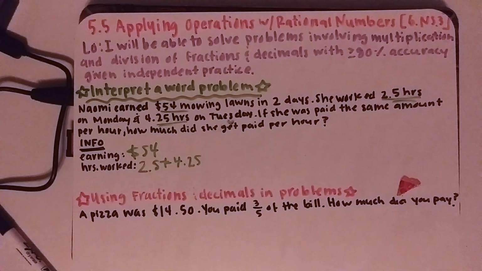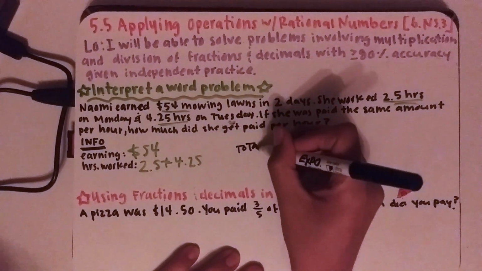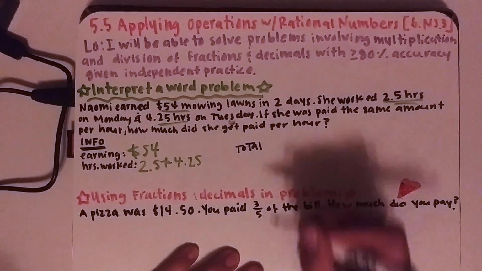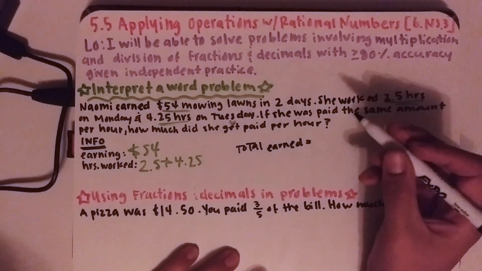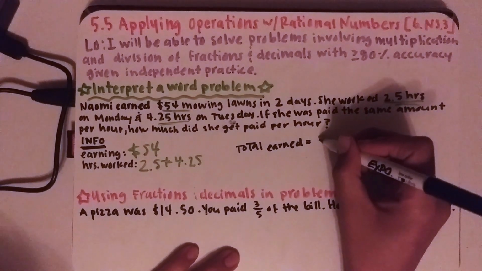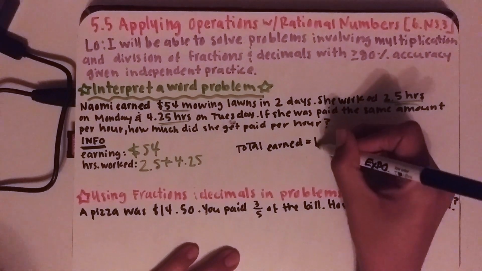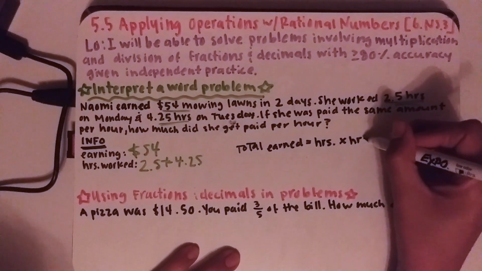Okay. So how do I find my unit rate? So basically, how do I find how much she earned per hour? I have to get the total that she earned. Okay. And that is going to be equal to however much money she's getting paid per hour. So I'm going to put money is going to be equal to the hours that she worked times basically her hourly rate.